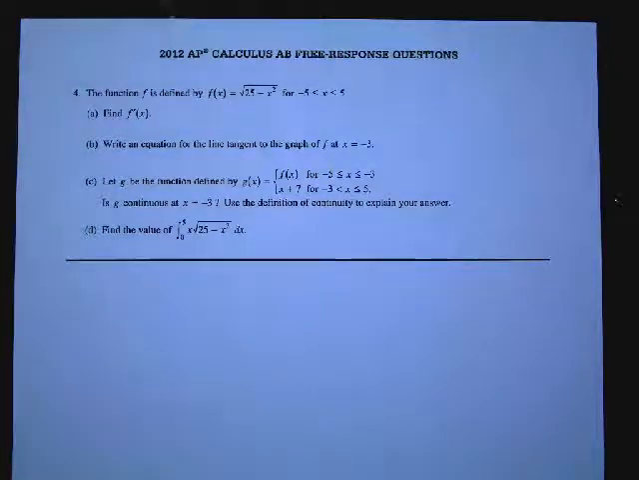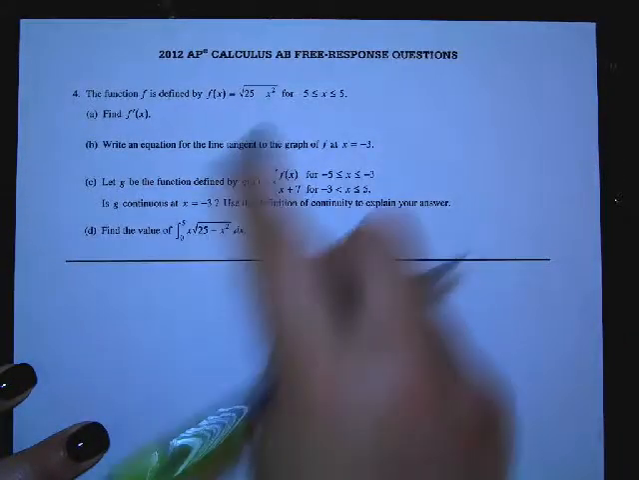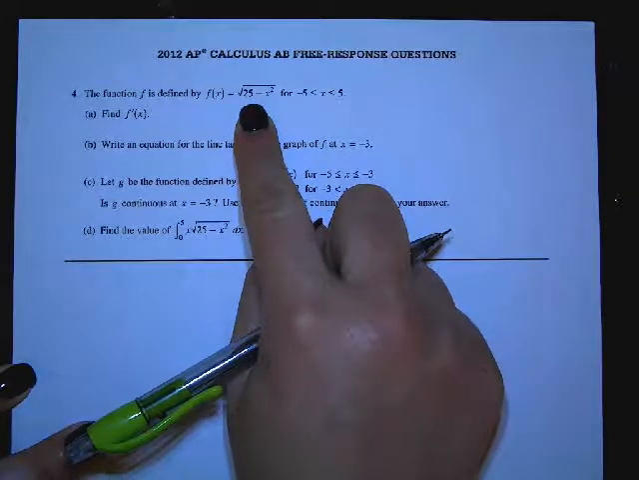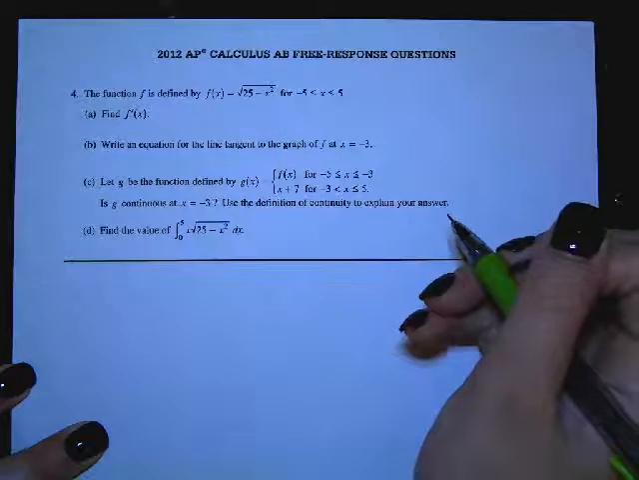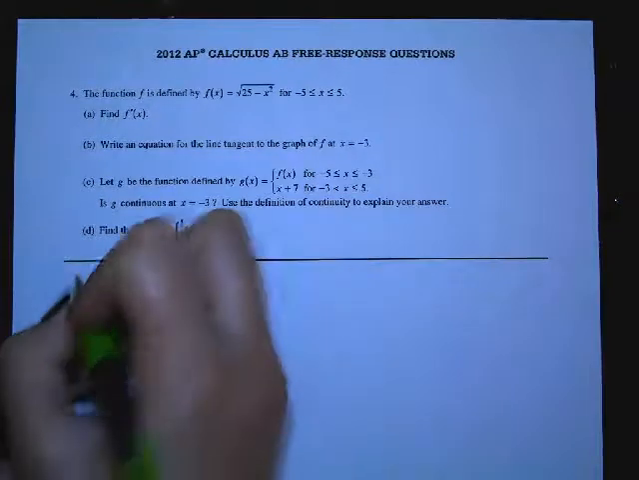All right, this is an FRQ from the 2012 FRQs, the AB test number 4. So they give you the function f of x is the square root of 25 minus x squared on the interval, and they're asking you to go ahead and find f prime of x. And so I'll go ahead and do that.